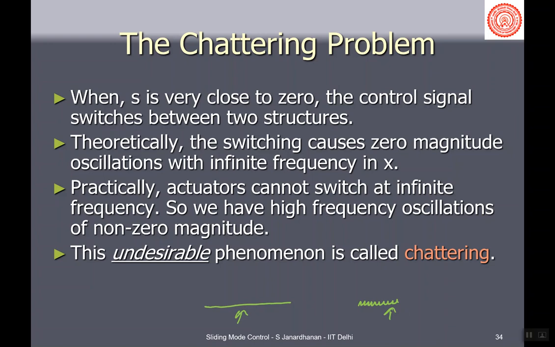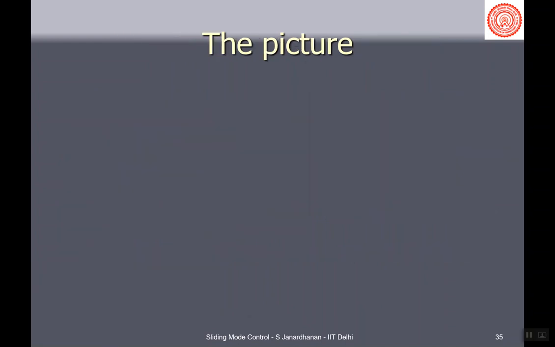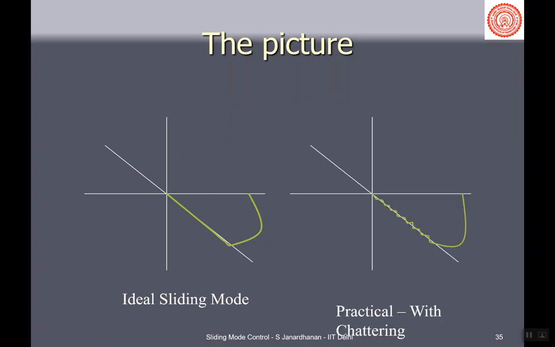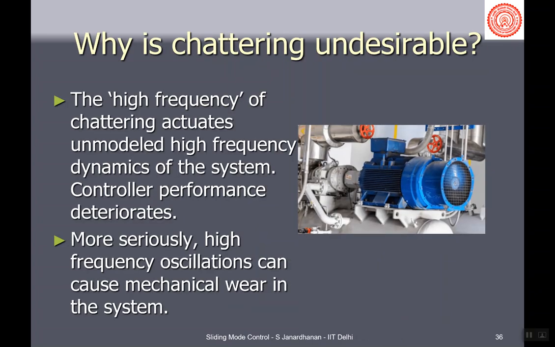This is undesirable, and this phenomenon is what is called chattering. Wherever you have systems where this high frequency is going to cause problems, chattering is definitely going to cause problems, and in some systems really serious problems also. So what you ideally expect is a behavior of the representative point looking like this. What you end up with is a behavior that looks like this.